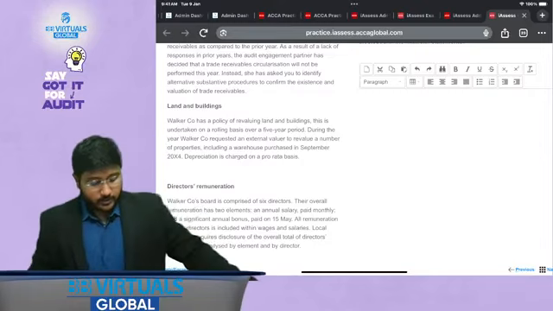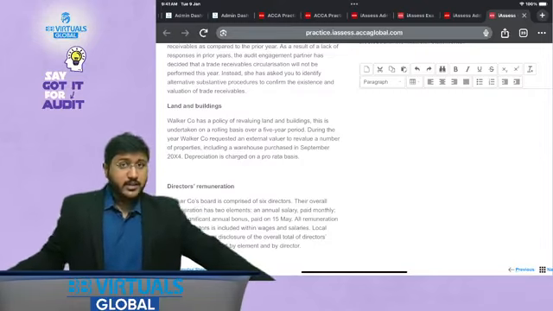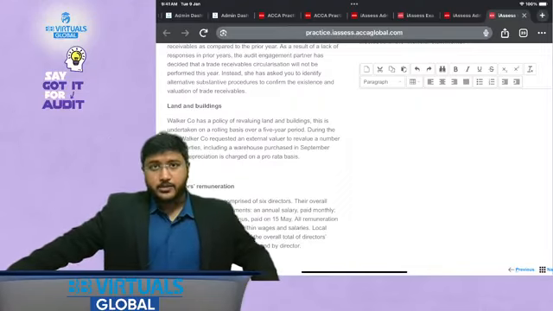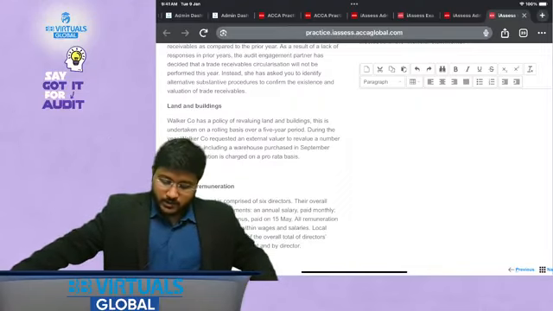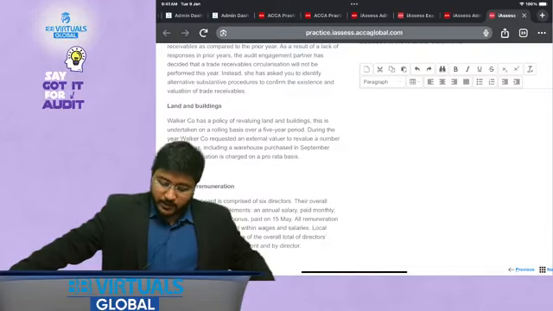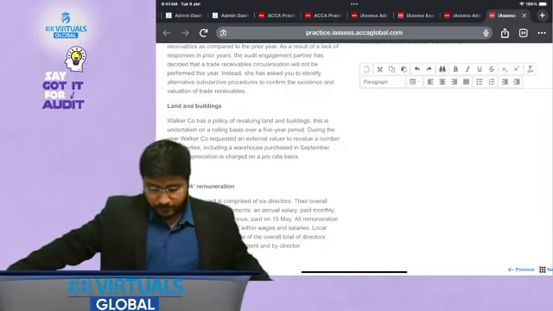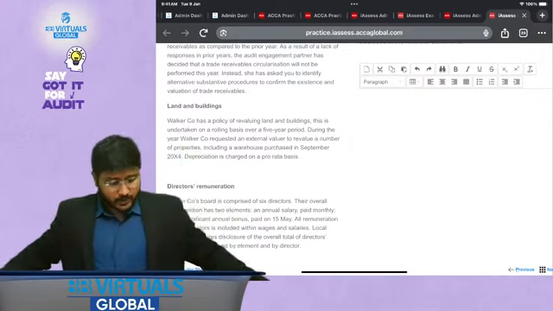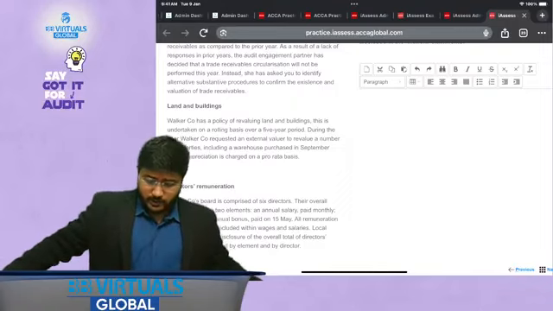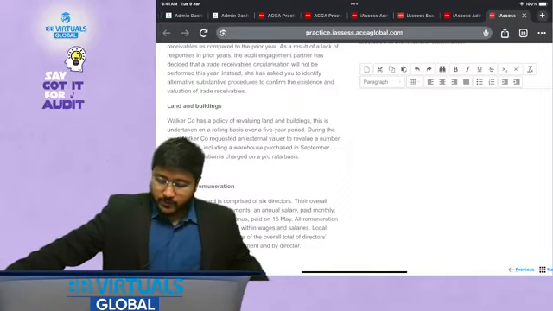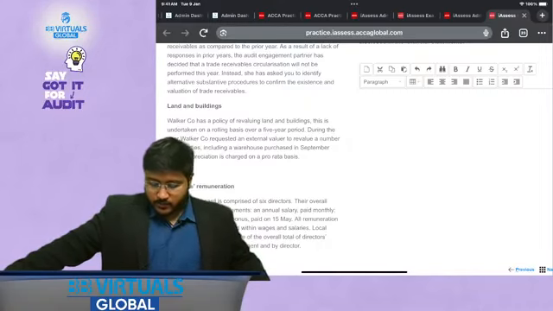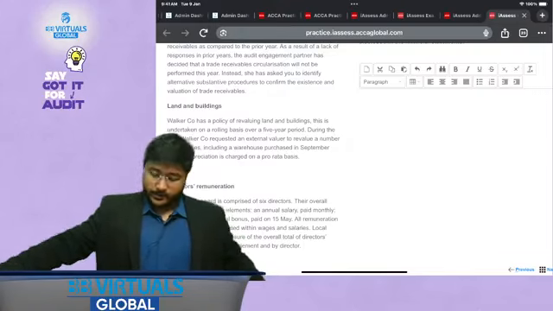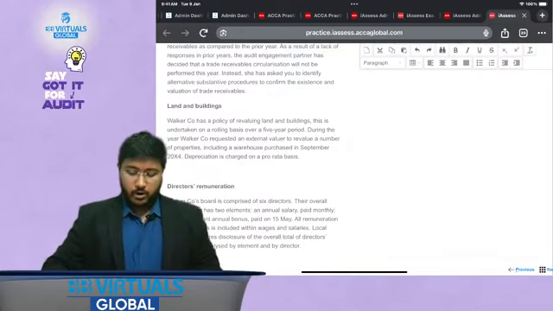Now, directors' remuneration. Walker Company's board is comprised of 6 directors. Their overall remuneration has 2 elements: an annual salary paid monthly and a significant annual bonus paid on 15th May. All remuneration paid to directors is included within wages and salaries. Local legislation requires disclosure of the overall total of directors' remuneration analyzed by element and by director. So this is something that we should always disclose, right?